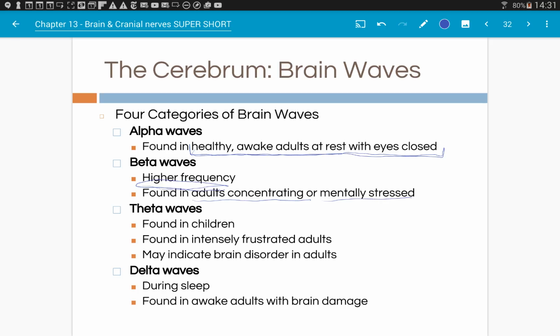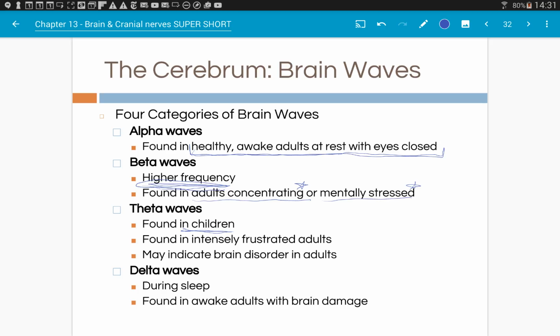So when concentrating or mentally stressed, we'll have beta waves. Okay, higher frequency, maybe that corresponds with the higher amount of effort cerebrally you're spending on either this higher concentration or this higher stressor event or stress in life. Theta waves are found normally in children.